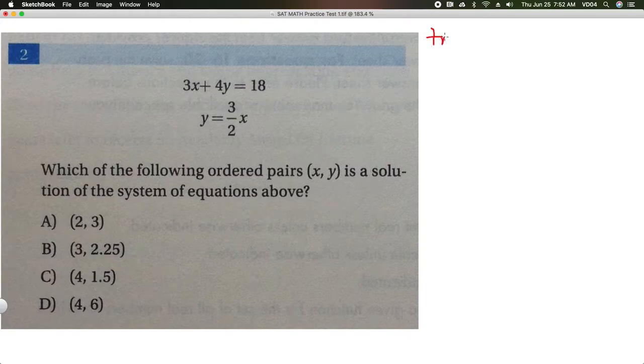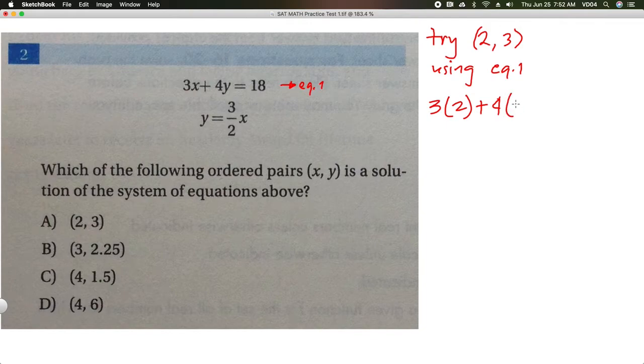Let's try 2 and 3 and substitute that in our equation 1. We're going to try this 2 and 3 in equation 1 and see if it will satisfy the equation. That is 3 times x, which should be 2, plus 4 times y, which should be 3, and that is equal to 18. Will that satisfy our equation? That's what we're going to look at, if this 2 and 3 will satisfy our equation.